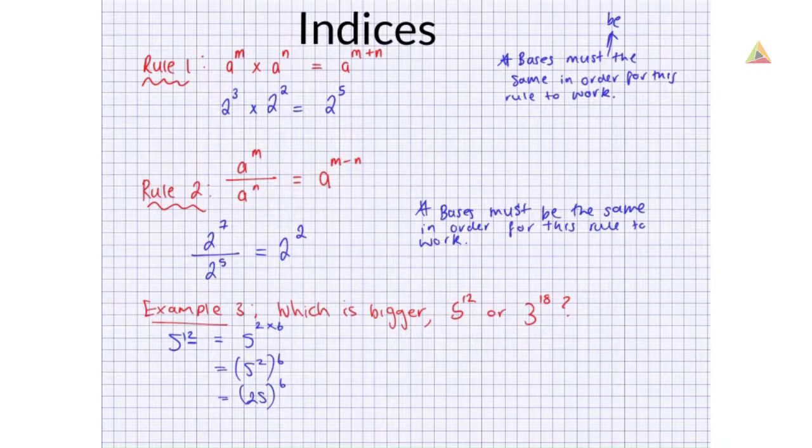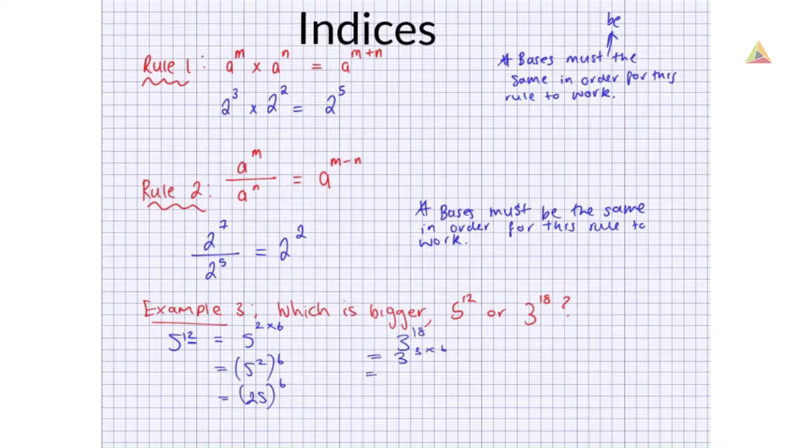Now I'm going to do the same with 3 to the power of 18. I'm going to get it in similar terms. I'm going to try and get it as 25 or even 26, 27, something close to 25. So we can look at it and say, right, well, that's bigger or smaller. So 3 to the power of 18, I'm going to rewrite that as 3 to the power of 6 by 3, or 3 by 6, like so.